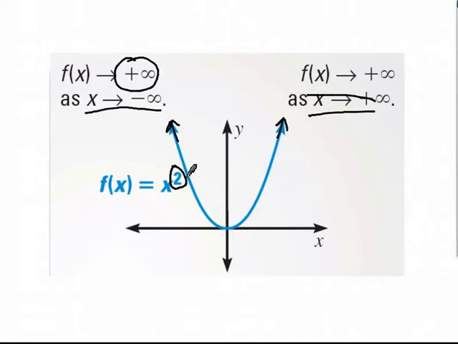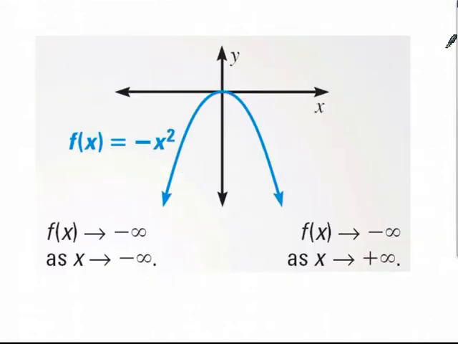So this works for x to the fourth, x to the sixth, x to the eighth, and so forth. Once again, if we have a negative coefficient, it flips. So as we move in the positive direction along x, the function moves in the negative direction. And as we move in the negative direction along x, our y value moves in the negative direction.